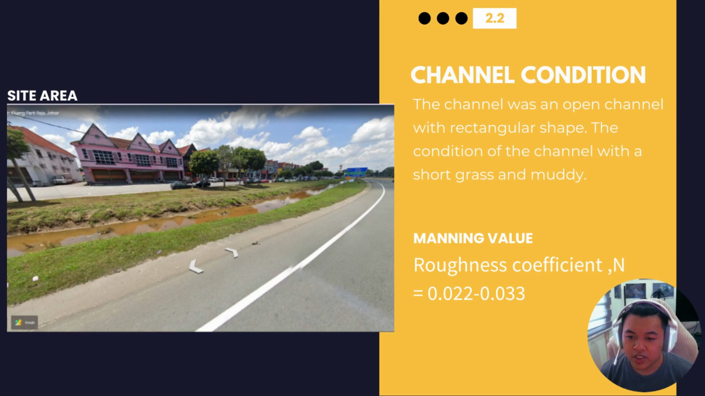In the picture on the left side, as we can see, this is the site area that we have chosen. The channel is an open channel with rectangular shape, and the condition of the channel is with short grass and muddy. I have calculated the Manning value, so I got the roughness coefficient, which is n, for the Manning value of 0.022 to 0.033.